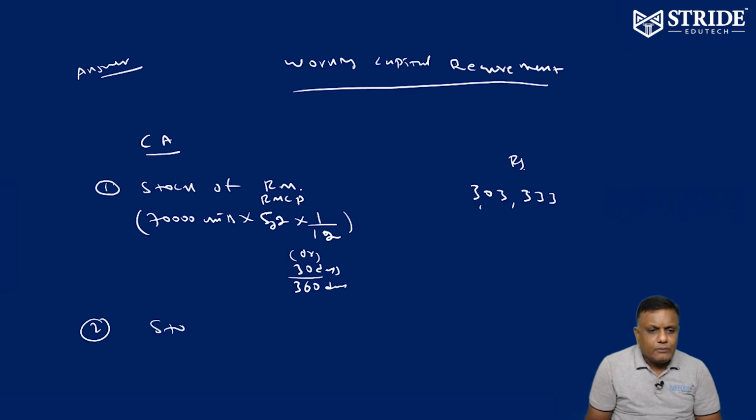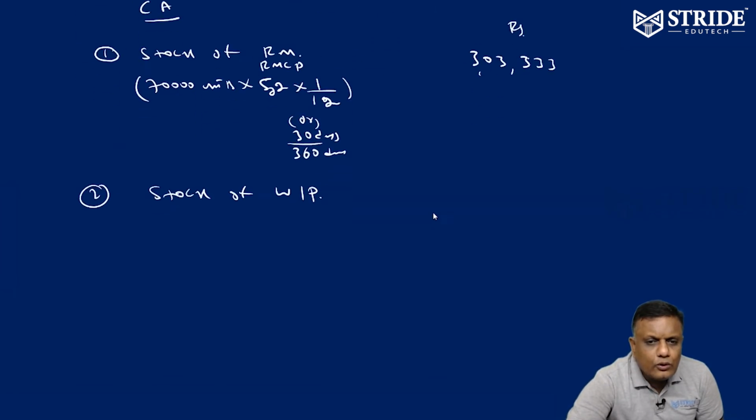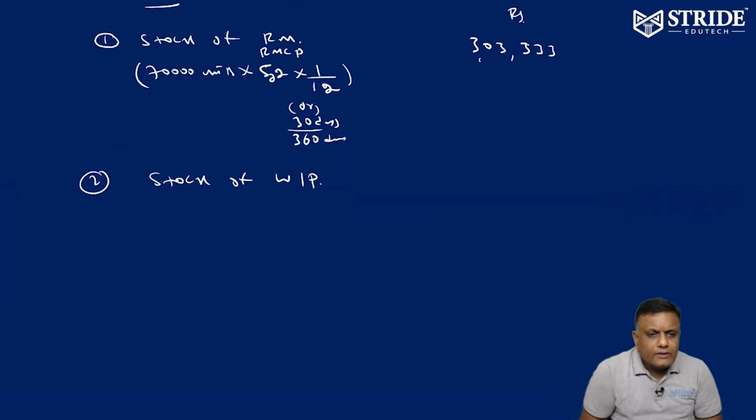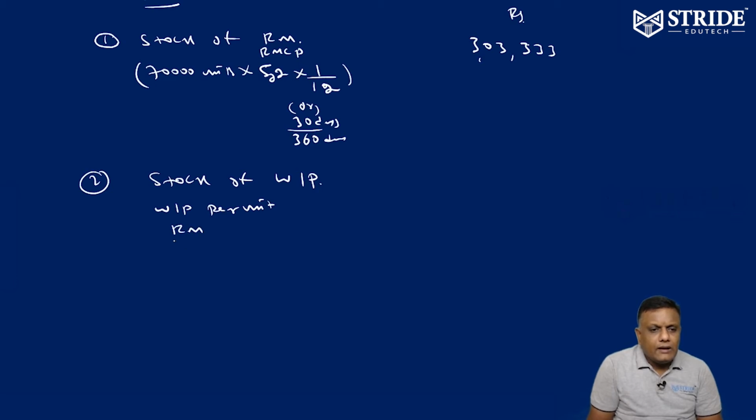Number two, stock of work in progress. Now the work in process is even throughout the year. So here WIP per unit we have to calculate first. Here raw material is 100% converted, that is equivalent to 52 into 100%.